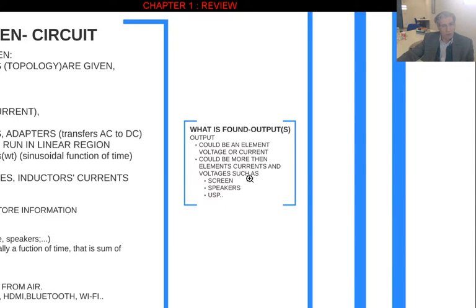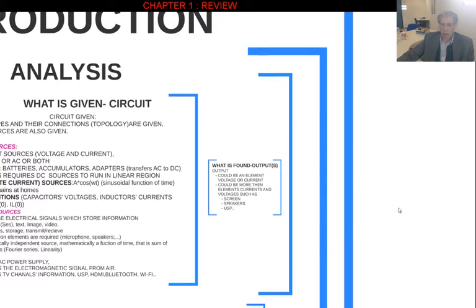For the TV sets, for example, screen inputs, speakers inputs, USB inputs, these all include information as electrical signals as an output. So we are going to find or calculate these outputs while we are doing the analysis. Finding all these output elements' currents and voltages means you have done the analysis. This is what analysis is.